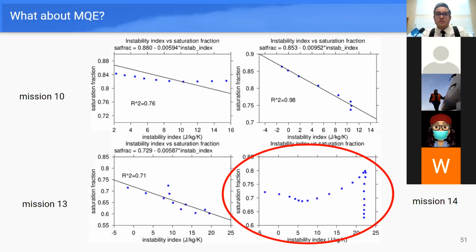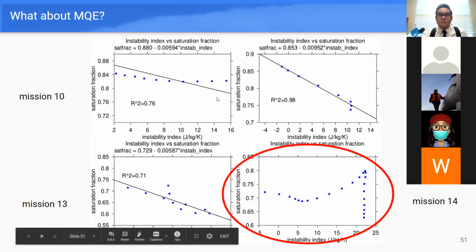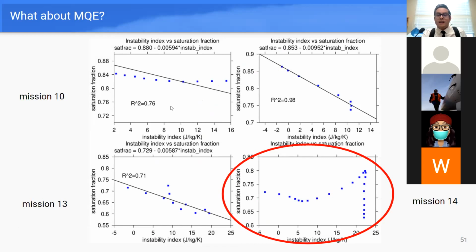Well, for all these missions, it seems that there was a net tendency towards this Goldilocks point, that it was pretty much being reduced. These are scatter plots of saturation fraction versus instability index, and this is how much correlated they are. So just 0.76, then it increases to 0.98, and you're perfect.